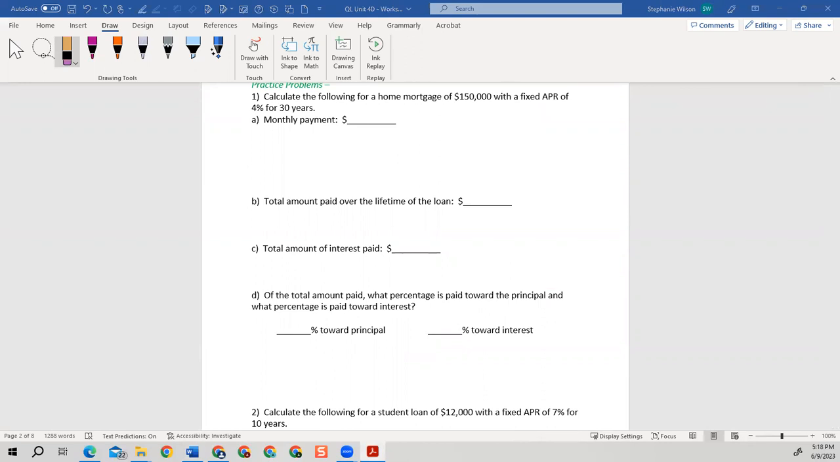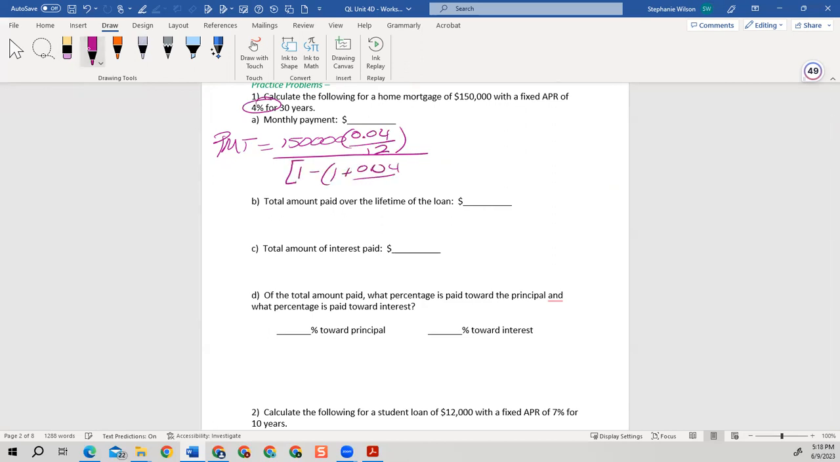Okay, so our next one says calculate the following for a home mortgage of $150,000 with a fixed APR of 4% for 30 years. All right, we want to know what our payments are. We're going to use our formula that we used above. We've got PMT, and our principal is going to be that $150,000. And our APR is 4%, so it's 0.04. And it's going to be monthly because you make payments monthly. All divided by 1 minus this parentheses, and we're going to raise it to a negative 12 times 30.